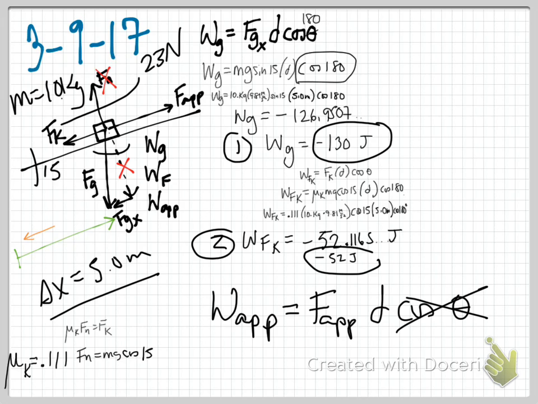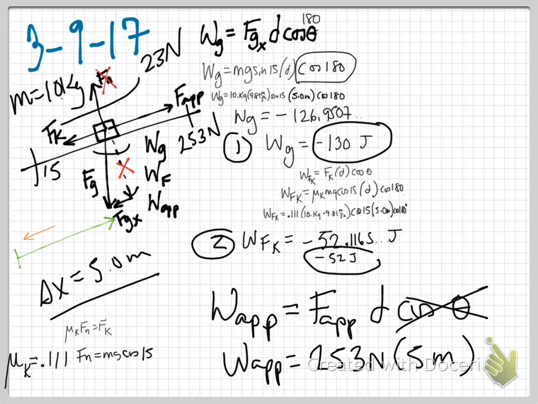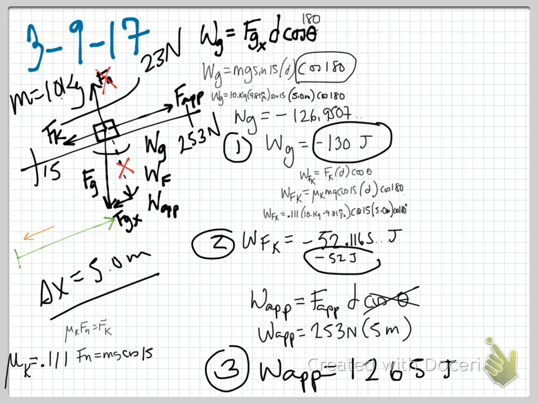Okay? So, I didn't tell you what the force applied is. Let's say that it's, I don't know, 253 newtons. Lots of force. So, the work done by the applied force equals 253 newtons times 5 meters. Okay, so the work applied then is equal to 1,265 joules. We only have 2 sig figs, so we would say 1,300 joules.